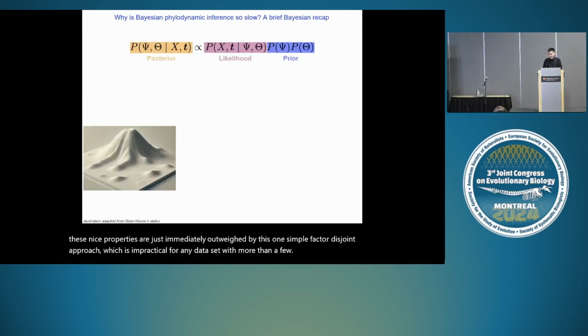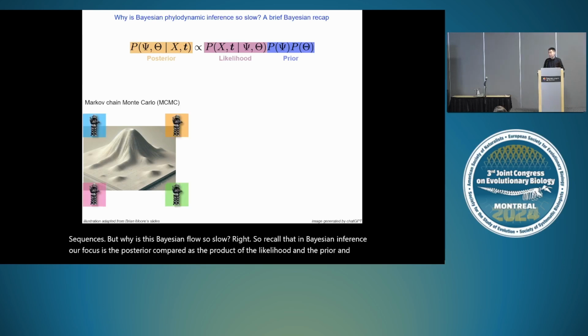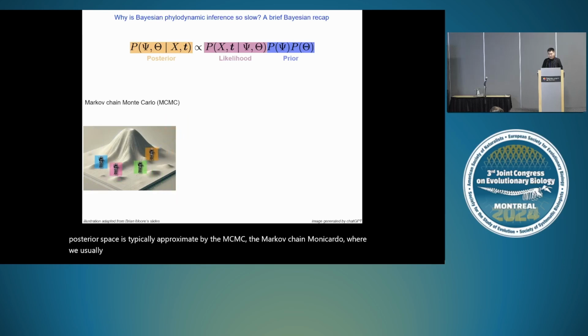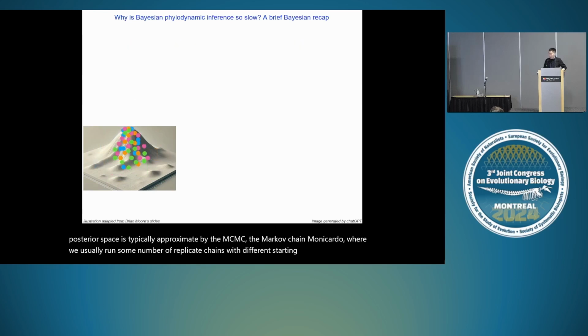But why is this Bayesian approach so slow? Recall that in Bayesian inference, our focus is the posterior, computed as the product of the likelihood and the prior. The posterior space is typically approximated by MCMC, Markov chain Monte Carlo, where we usually run some number of replicate chains with different starting points, and then compare the samples collected to ensure the convergence of the MCMC algorithm.